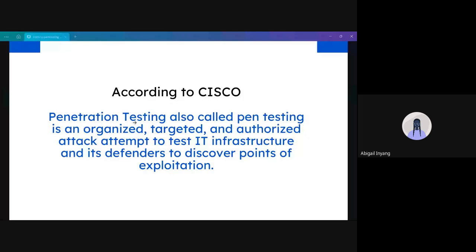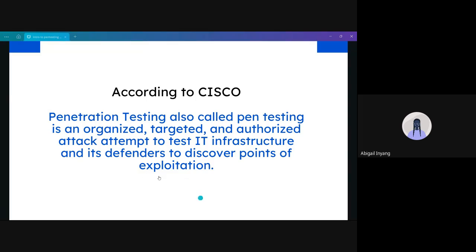So another word for penetration testing is pen testing. I might be using these words interchangeably, so I might say penetration testing now and then say pen testing next. Just know that another word for penetration testing is pen testing or pen test.